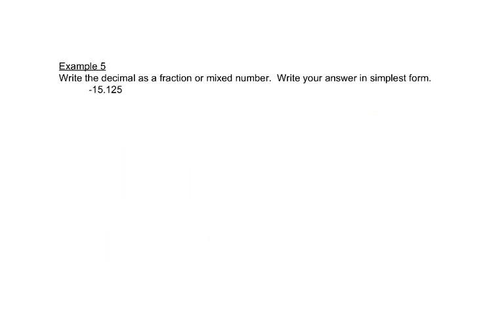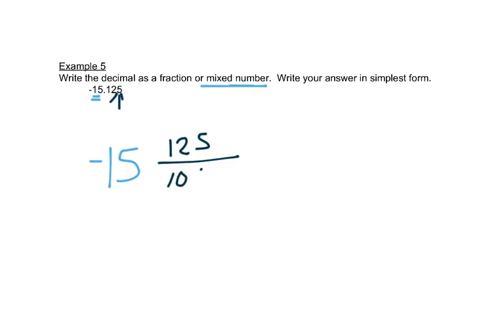This problem is a lot the same. There's a number in front, and so that's how we get the mixed number. The number in front of the decimal, to the left of the decimal, is our big number for our mixed number. And then we write the 125, the number after the decimal, on top. And then we look at the place value of the last number. That place value is in the thousandths spot: tenths, hundredths, thousandths. So we would write this over 1,000.